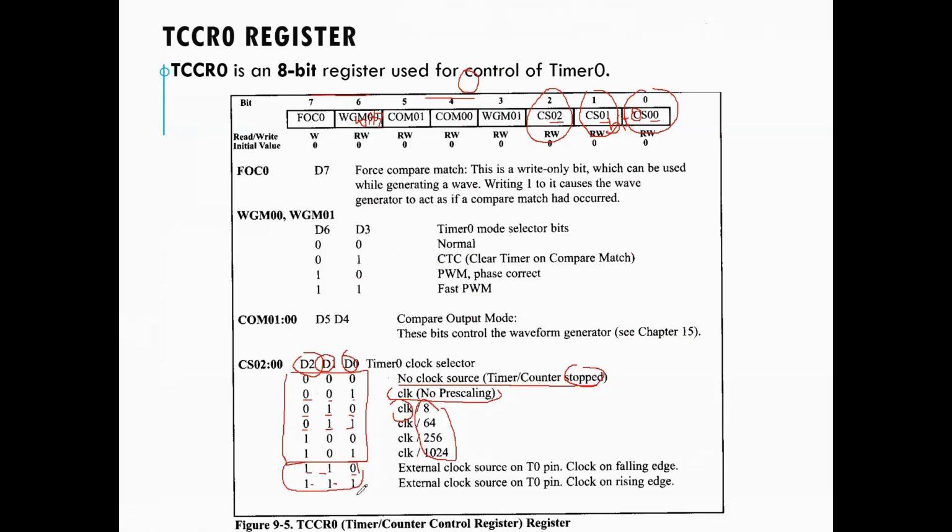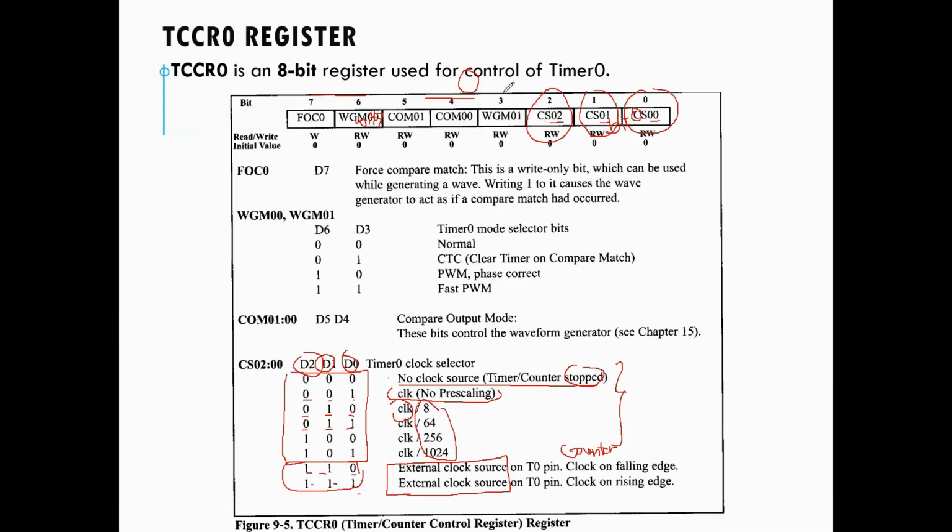These last two are the external clock. What is the external clock? This refers to the counter. So if we want to use timer 0 as a delay, we can use either the timer without prescaling or with prescaling.